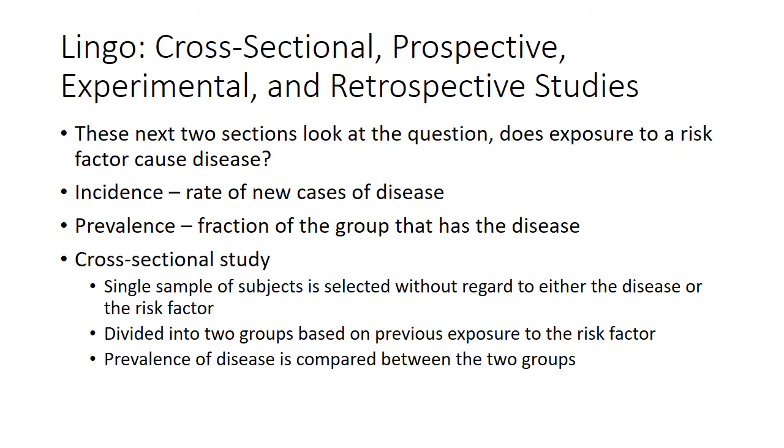And then based on their exposure, as you put them into two different groups, you're going to look at the prevalence of disease, or basically the proportion or fraction of people that have that disease at that time. And so then from there you can start to do some statistical tests to determine whether or not that risk factor really had an effect on the number of people that had the disease. That's one way to do it. Basically a cross-sectional study. Again, you're just looking at a single slice of time.